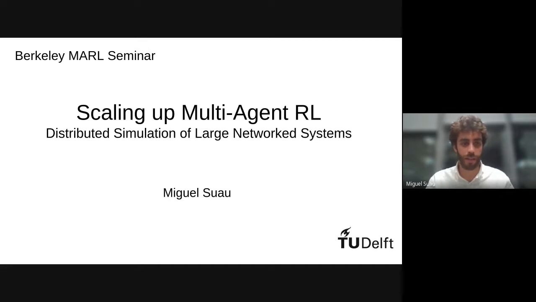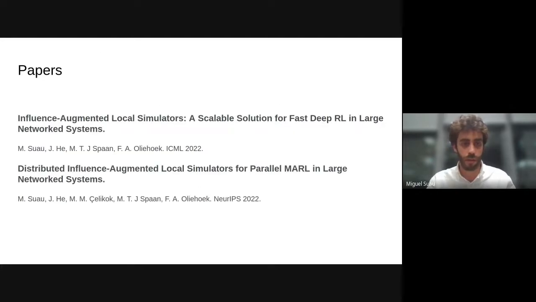Well, I'm Miguel, and I'm going to talk about how to scale up multi-agent reinforcement learning using distributed simulators of large network systems. And like I said before, please stop me if you have any questions or if something is unclear. Just let me know. Okay, so this talk is based on two papers that we recently published. One is Influence Augmented Local Simulators, a scalable solution for fast deep RL in large network systems, and that was published at ICML this year. And the other is Distributed Influence Augmented Local Simulators for parallel multi-agent reinforcement learning in large network systems, and that's going to appear at NeurIPS this year as well.